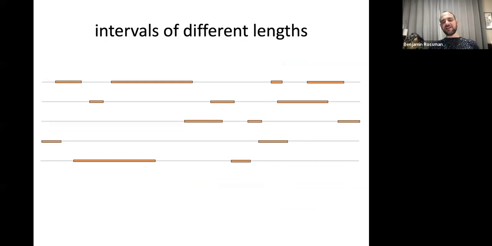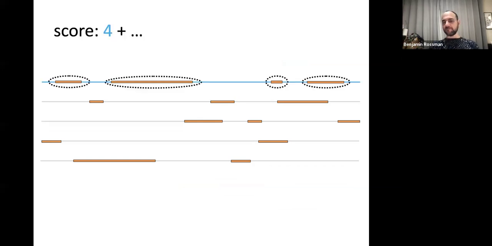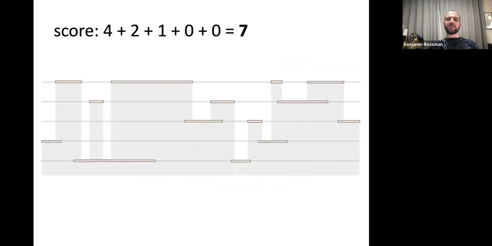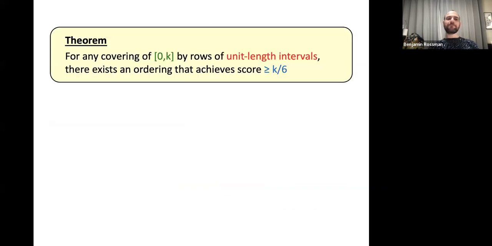Now we can generalize this slightly by considering intervals of different lengths that are still covering a path of length k. We define the score in the same way, just taking into account the number of intervals in each row, not the lengths of intervals. So this has score 7. A very simple corollary of the original theorem we just saw: if the rows have intervals of length at most L, then there's some ordering that achieves score at least k over 6L.